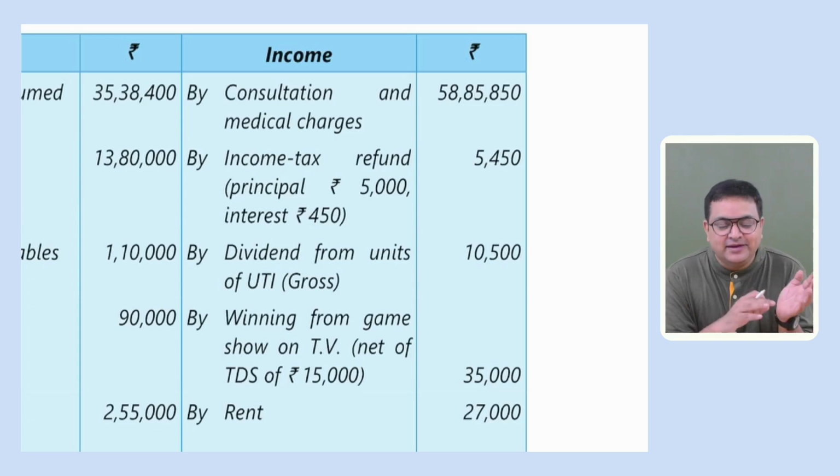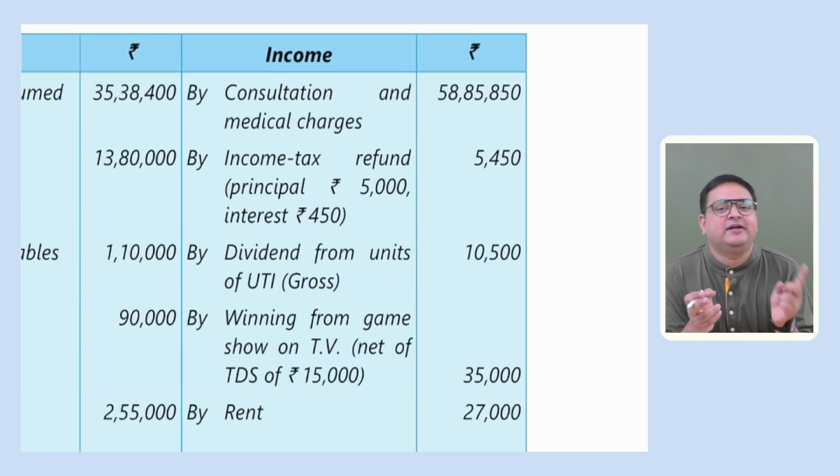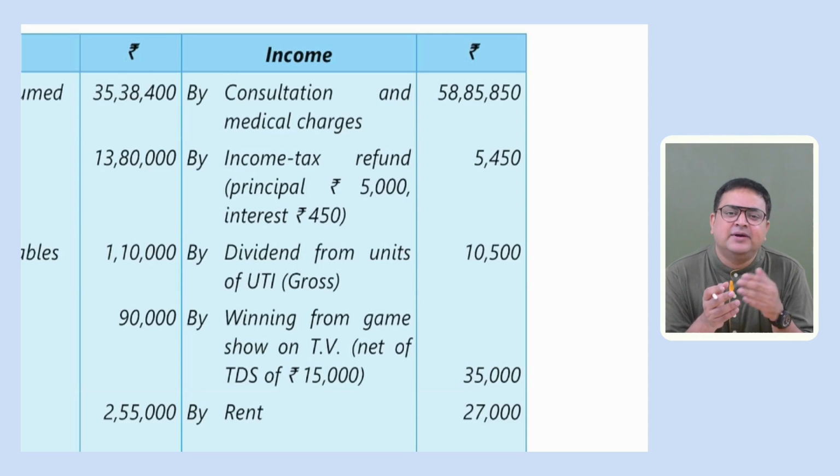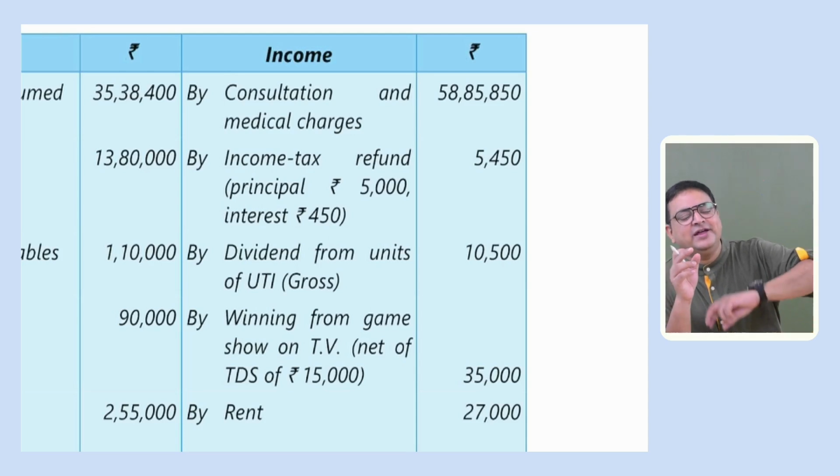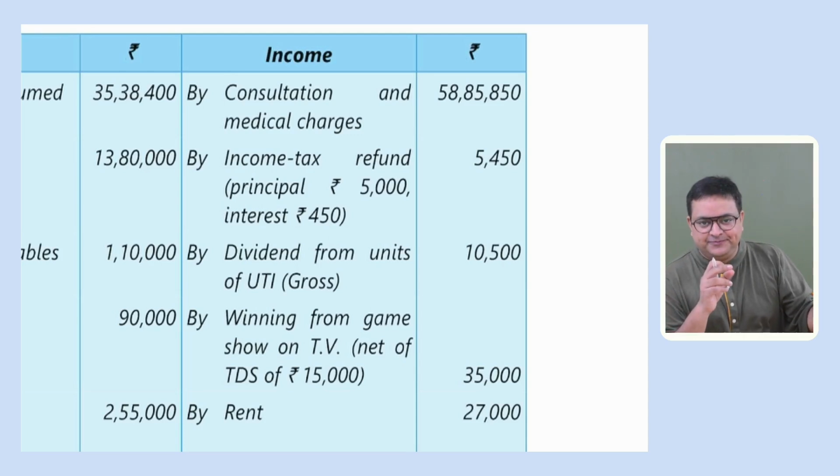And where we should take them? We should take them to their respective heads. Correct. So if it is some other head income, IFOS, capital gain, house property, salary, then we will take it out from here, and then we have to take them to their respective heads.